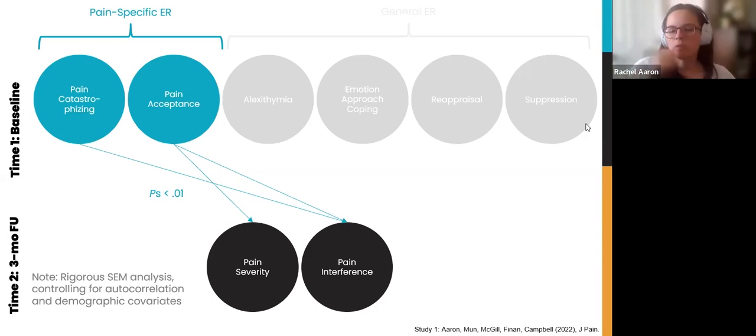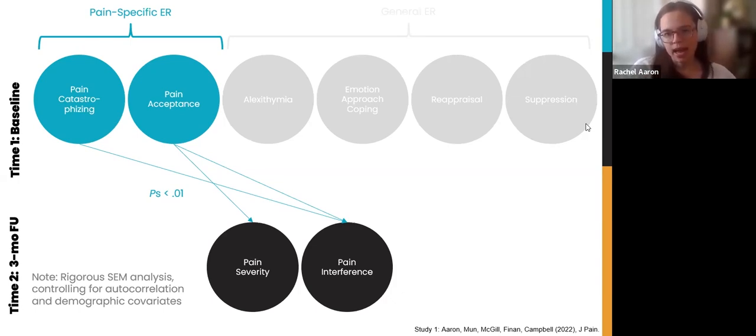Not pain severity, that was a little strange, but in psychology, we were better at predicting disability, and pain interference is a measure of how much pain interferes with your life. It's a form of disability. We're better at predicting pain interference than we are at pain severity. So it wasn't too surprising.